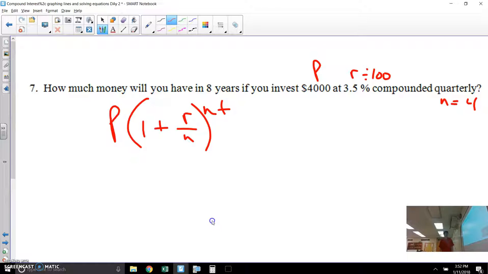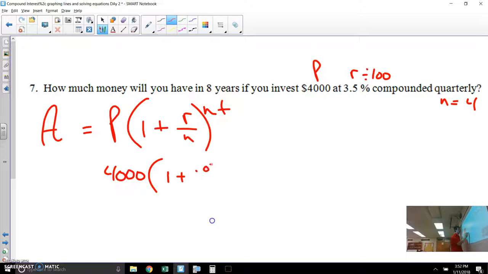And so we need to think about the future amount. And so we don't know that. It says how much will you have? That's in the future. So let's start with 4,000, 1 plus that percentage rate as a decimal. So if it's 3.5%, that's 0.035 when it goes in here.